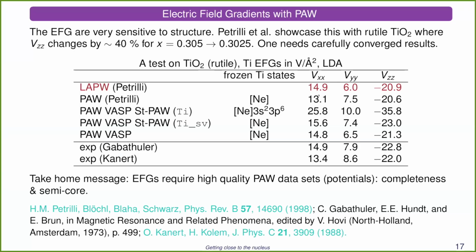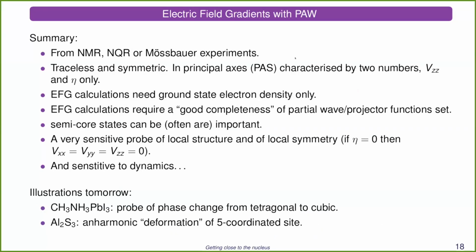If you go to metals, where NMR becomes very difficult, but you could, for example, do that with Mössbauer, then this becomes also really tricky. Okay. NMR and NQR, Mössbauer are typical experiments with which you can get these field gradients.